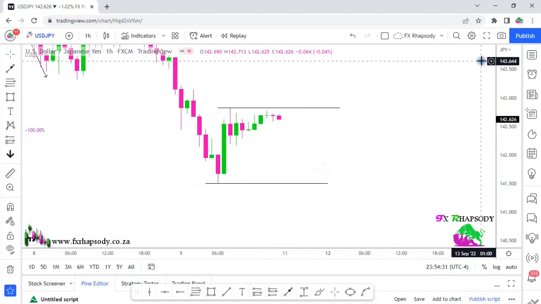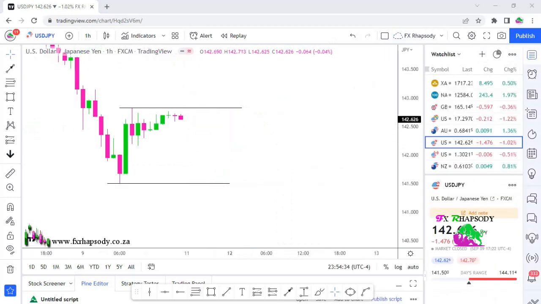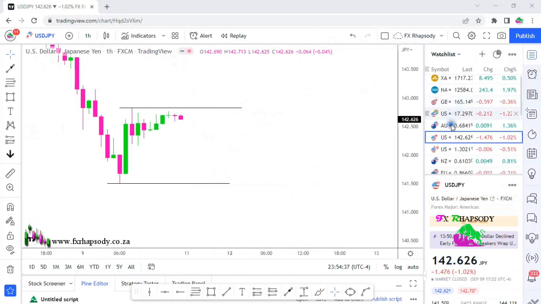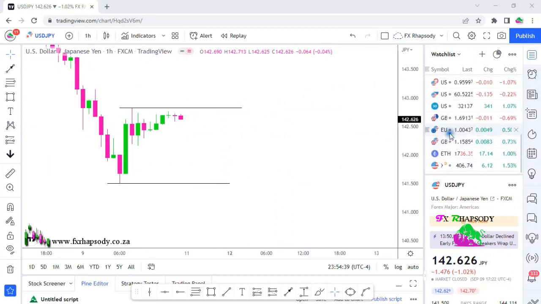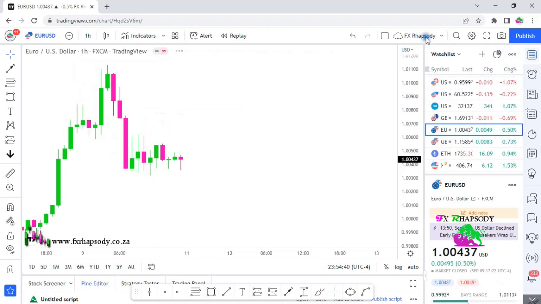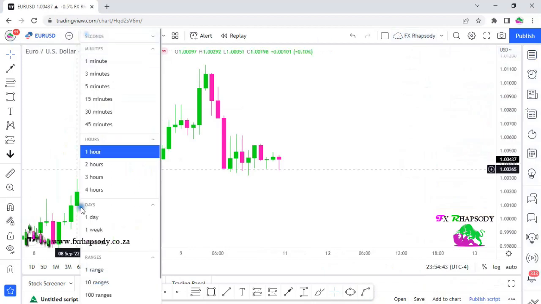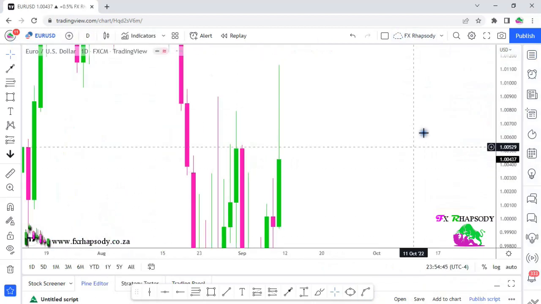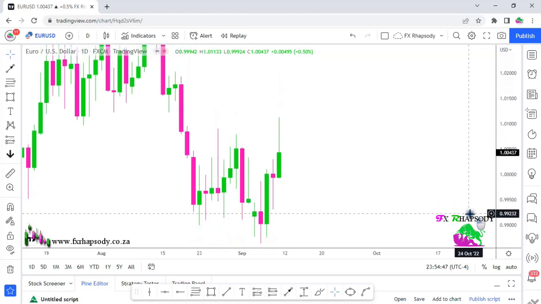So moving on to our next currency pair. Which one did I say we're going to do? We're going to do the Euro USD this time. We're just switching it up a little bit. Okay, we're going from the daily time frame. There we go, just zooming out a little bit.